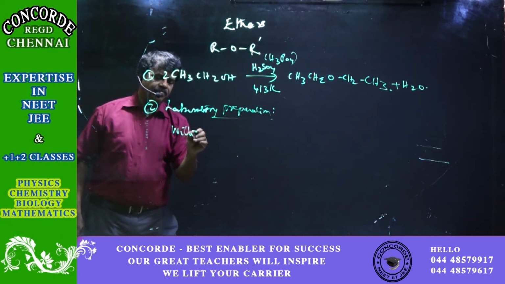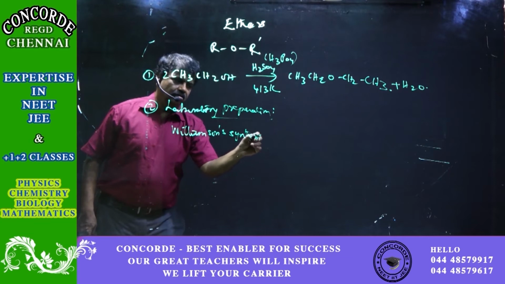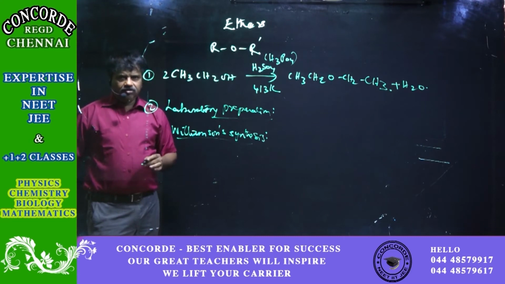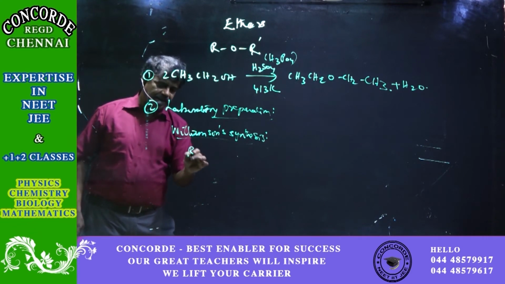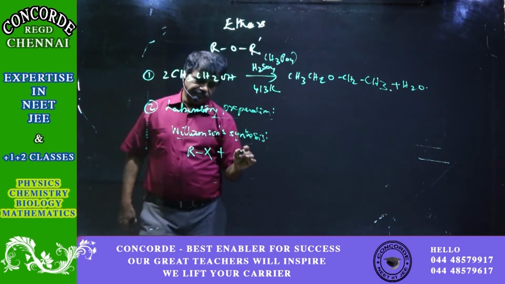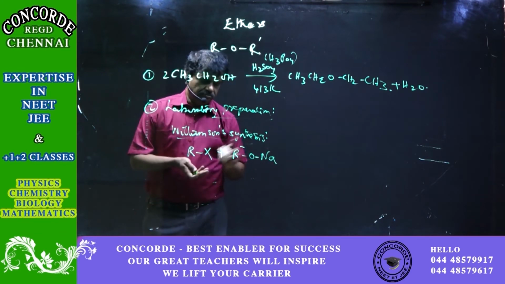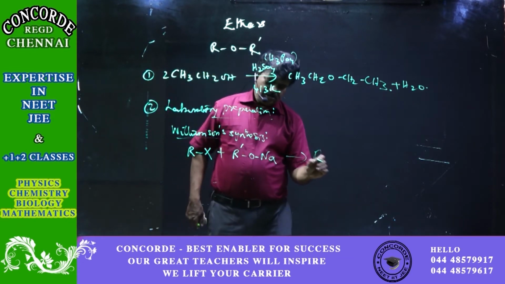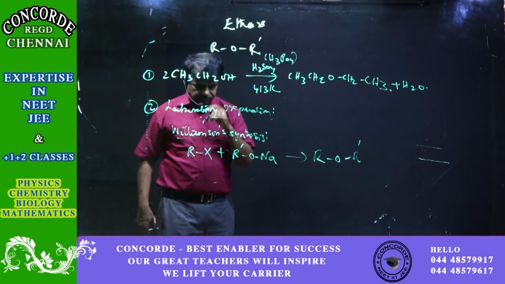Williamson's synthesis. It's a very popular method, also called Williamson's ether synthesis. In this, a sodium alkoxide is allowed to react with an alkyl halide. The alkyl halide with the sodium alkoxide gives ROR dash plus NaX.